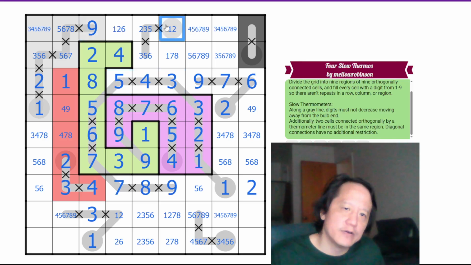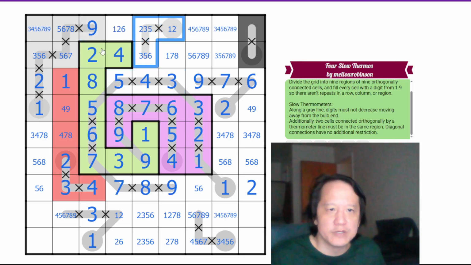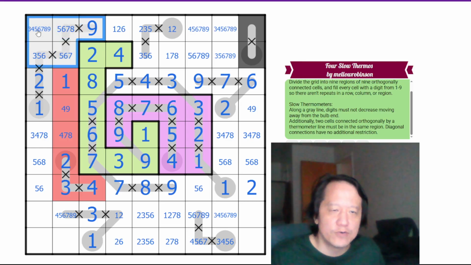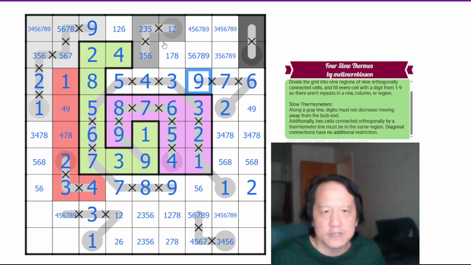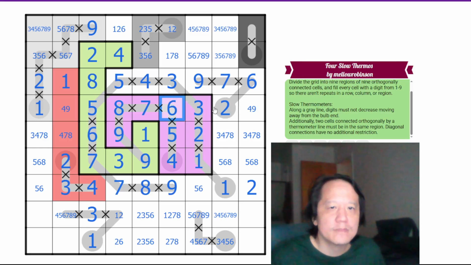This cannot go to the same region as this because that's already 1, 2, 3, 4, 5, 6, 7. And 7 plus 3 is too many cells, so this is gray. Can this ever not be part of the same region here? I guess we could have 9 going that way. That is possible.